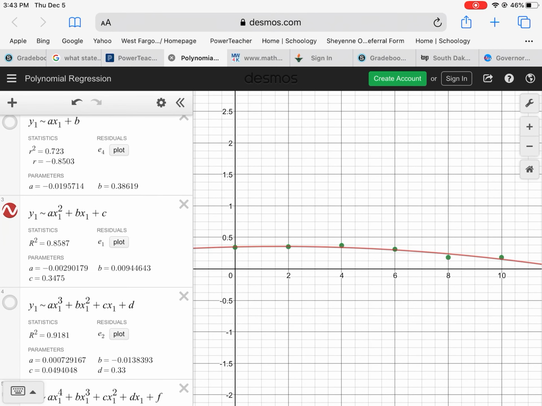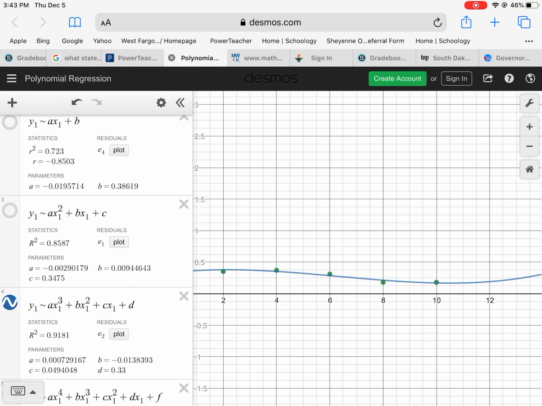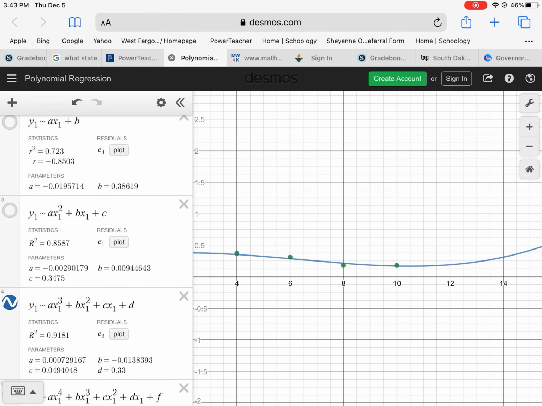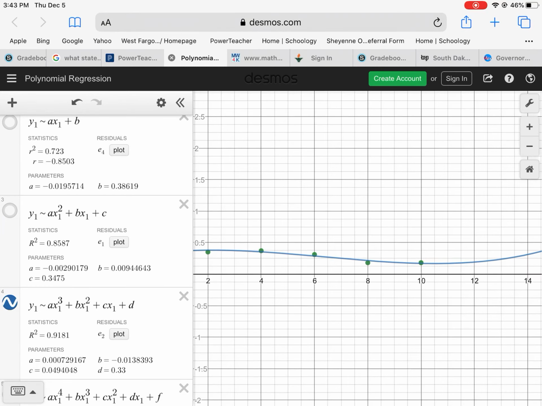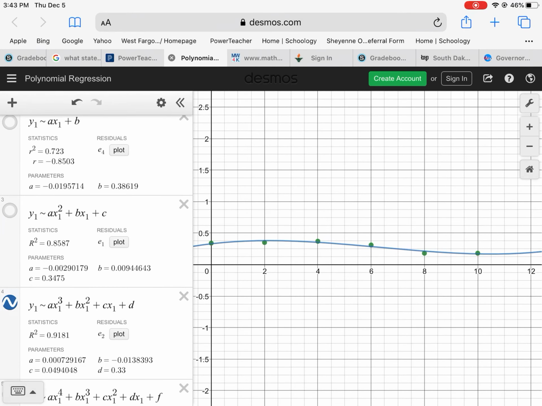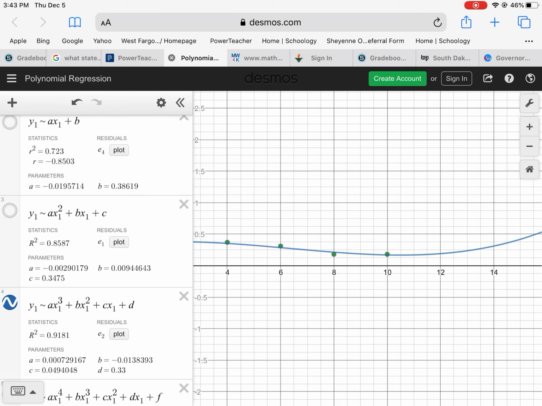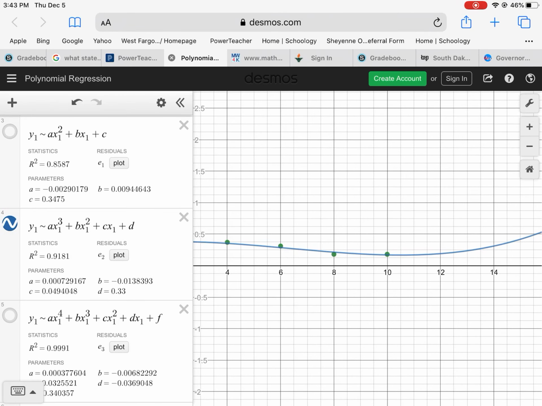So let's look at the cubic model. This one is a little bit better. It has A values positive. My R squared is 0.191. So my R squared value is closer to 1. You can see the model matches the points better. It's got a good A value. I'd say that that would be a good model.